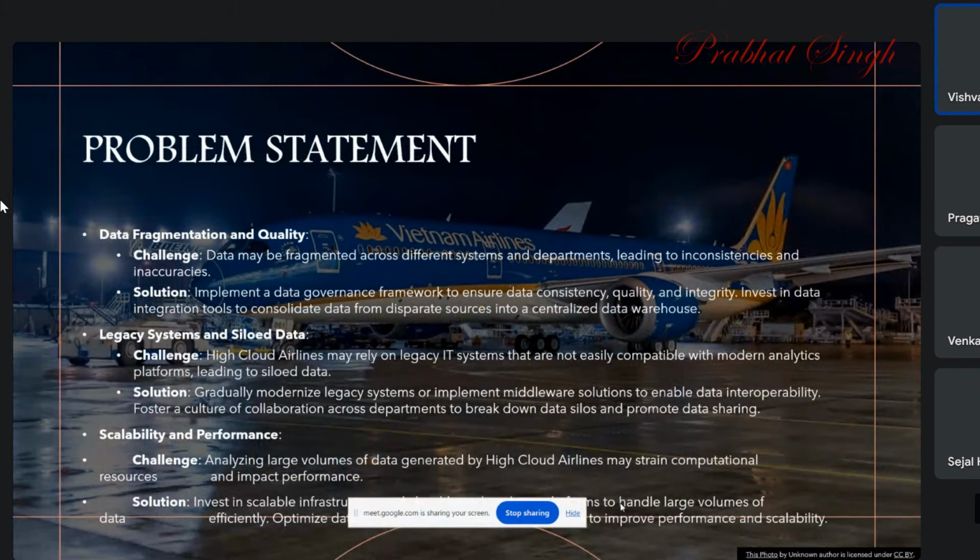So this is the problem statement. The first one is data fragmentation and quality. We have added some solutions also: implement a data governance framework to ensure data consistency, quality, and integrity. The second is the legacy system. The solution is to gradually modernize the legacy system or implement middleware solutions to enable data interoperability.